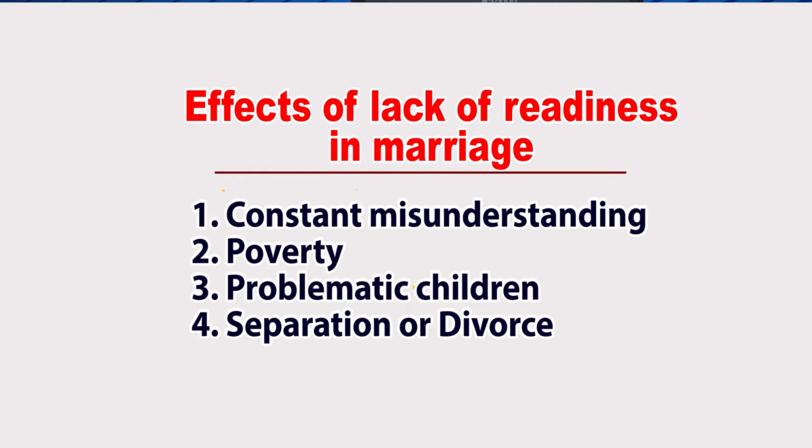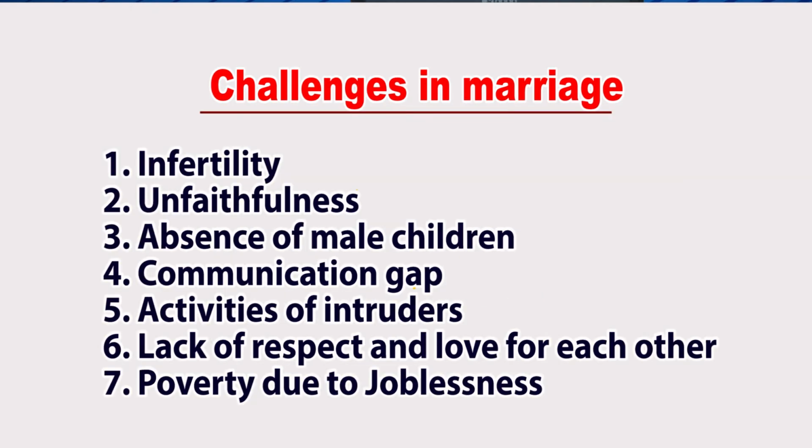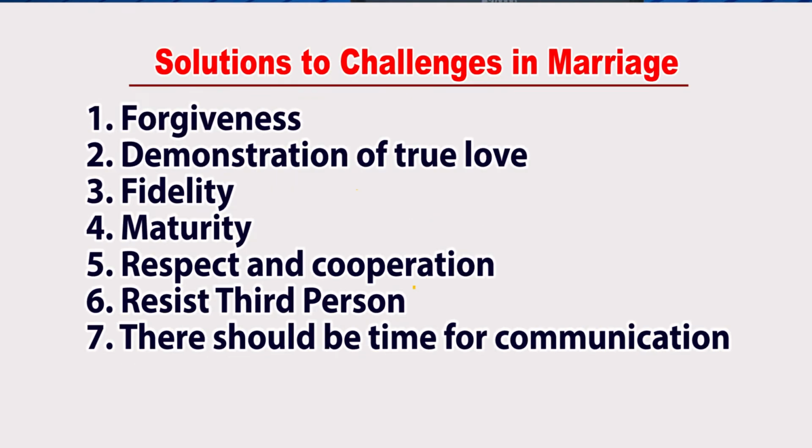divorce. And we later on went to challenges that people face in marriage, like the issue of infertility, unfaithfulness, absence of male children, communication gap, activity of intruders, lack of respect and love for each other, then poverty because of lack of job. And we touched the area of solutions to the challenges that we have mentioned, that it is good to forgive each other when there is problem, that one should demonstrate true love. We should stick to one husband. We should not look around. That is fidelity. Then there should be maturity. We should respect and cooperate with each other. Then apart from that we should resist the third party. And there should be time for communication, and we should be ready to accommodate each other.